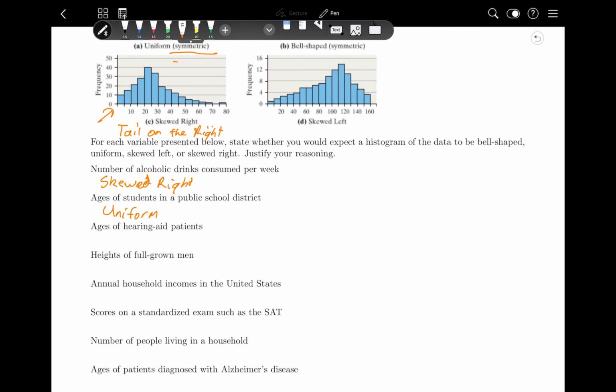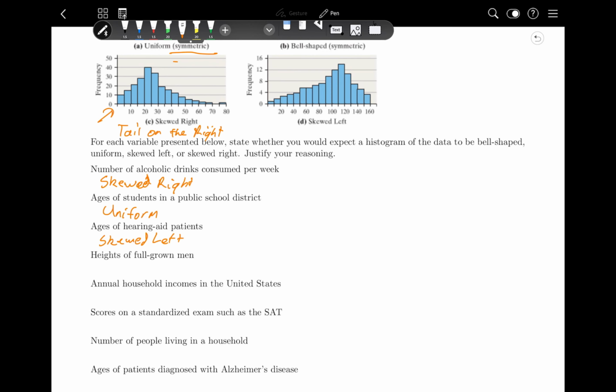Ages of hearing aid patients. I would expect this to be skewed left, because the majority of people that wear hearing aids are going to be over the age of 65, but there are younger people that need hearing aids. And so that's going to draw that tail out all the way back towards 0, right? Because there are even very young children that wear hearing aids.